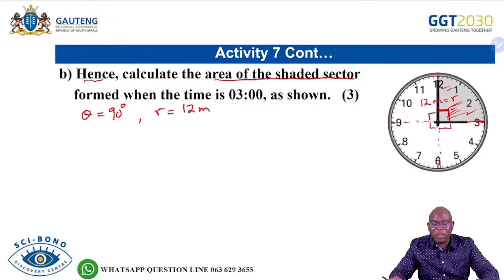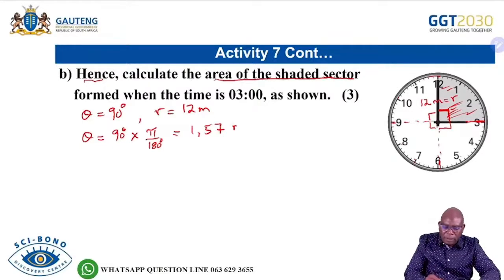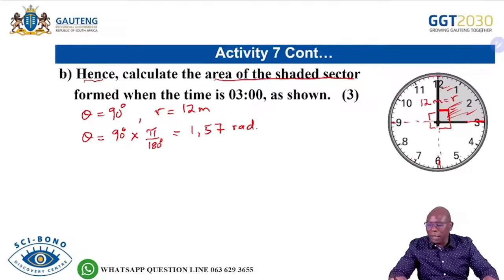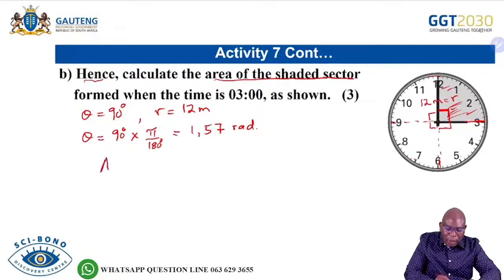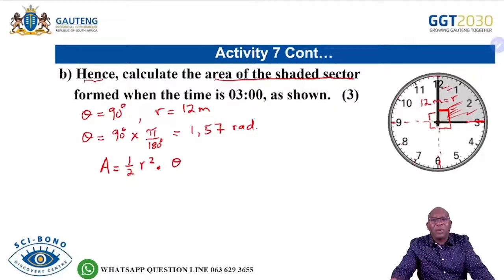So now I need the area of the shaded sector. First of all, I must change my angle to radians, which is multiplying by pi over 180 degrees. I think we've done this somewhere, which gave us 1.57 radians. So for me to find the area now, I need to use the angle. The formula that uses the angle is half of r squared multiplied by the angle, where the angle is in radians. And I've already changed my angle to radians.